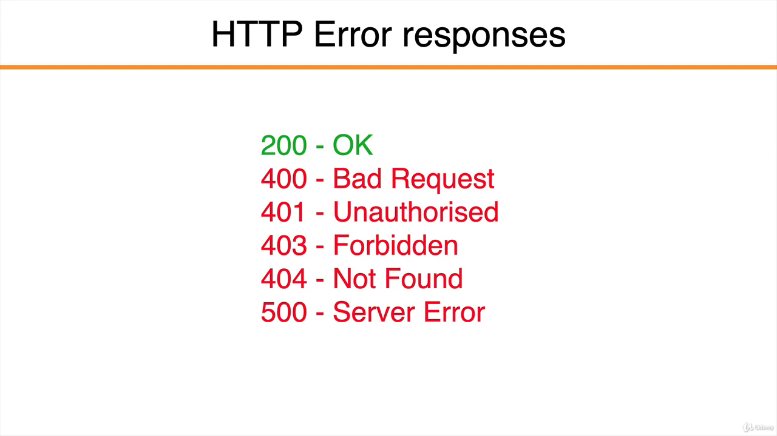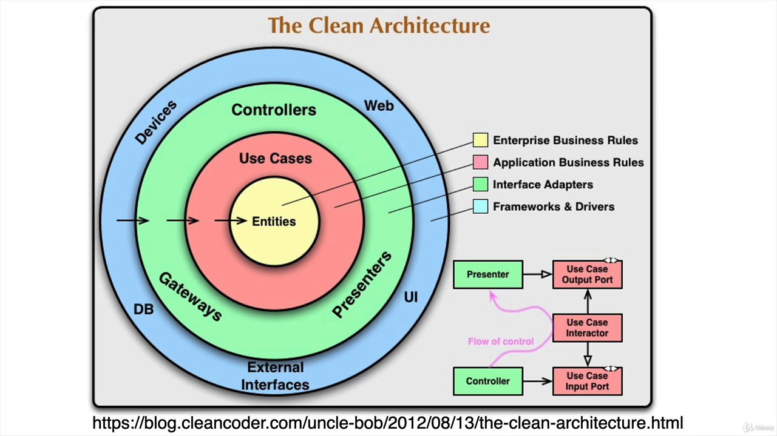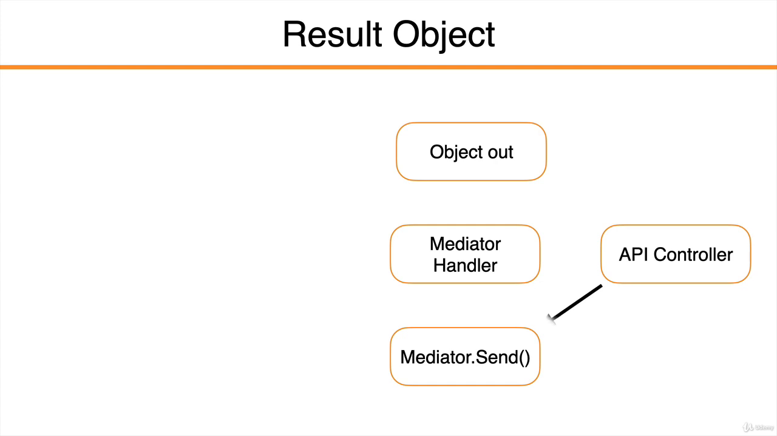So we need to think about how we're going to deal with this in relation to the clean architecture model. If our use cases do not know that we're working with an API, then what do we send to the API? Now, if we go back to what we were looking at earlier with regards to mediator, our API controller uses mediator to send an object to a mediator handler. Now, our logic is contained inside the handler. And this is where we're going to be checking for any errors.